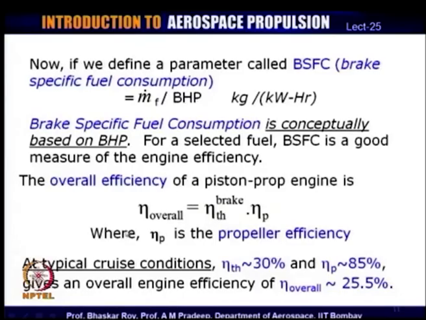So, typically, when an aircraft is flying at cruise condition, the brake thermal efficiency is likely to be of the order of 30%, whereas the propeller efficiency, the aerodynamic efficiency of the propeller functioning, could be of the order of 85%, in which case the overall engine thrust producing efficiency could be of the order of 25.5%. That is the kind of overall thrust production efficiency with which the aircraft power plant functions.